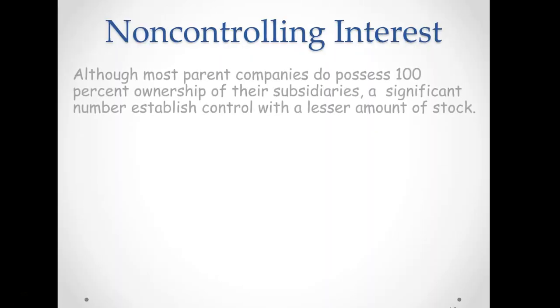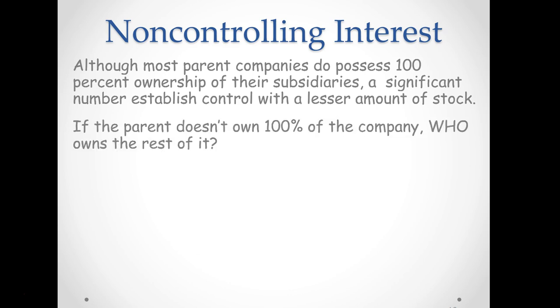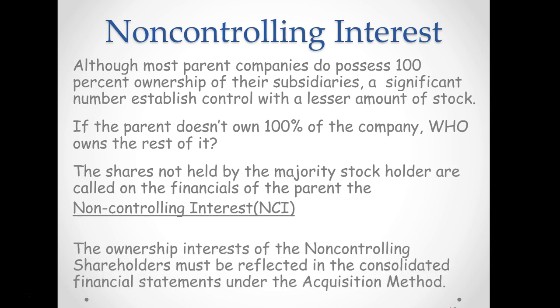Non-controlling interest. Although most parent companies do possess 100% ownership of their subs, a significant number establish control with a lesser amount of stock. If the parent doesn't own 100% of the stock, who owns the rest? The shares not held by the majority stockholder are called non-controlling interest, or NCI, in the financials of the parent. The ownership interest of the non-controlling shareholder must be reflected in the consolidated financial statements under the acquisition method.